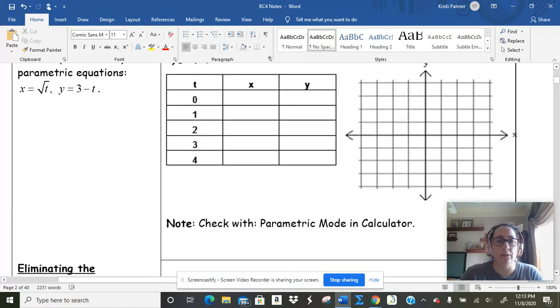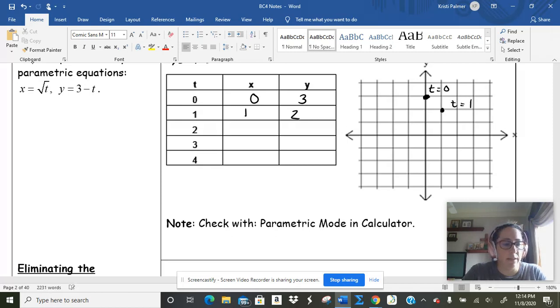So let's see how that looks. As I plug in a 0 to this guy, square root of 0 is 0. And here, 3 minus 0 is 3. So (0, 3). This was at t equals 0. So now let's go plug in a 1. Square root of 1, 1. 3 minus 1 is 2. So now I'm at (1, 2). This was at t equals 1.